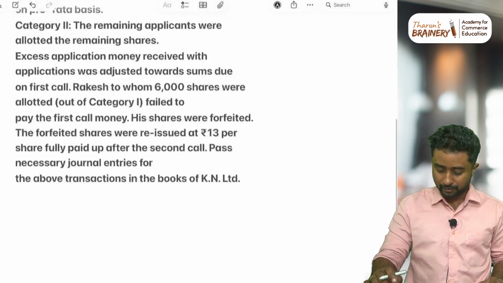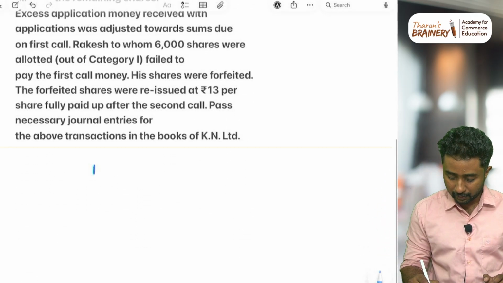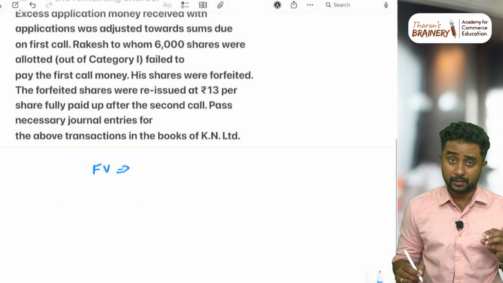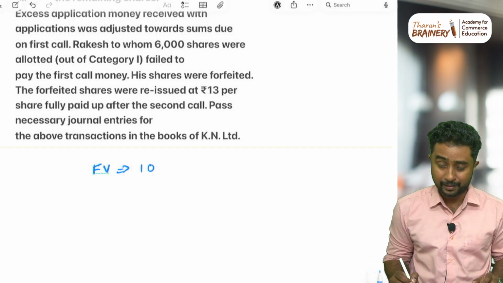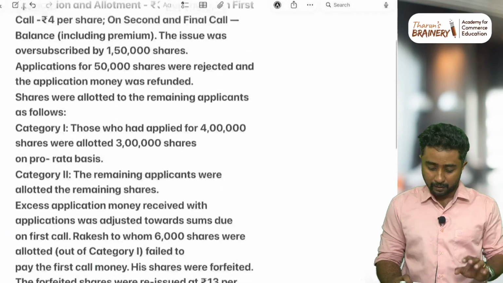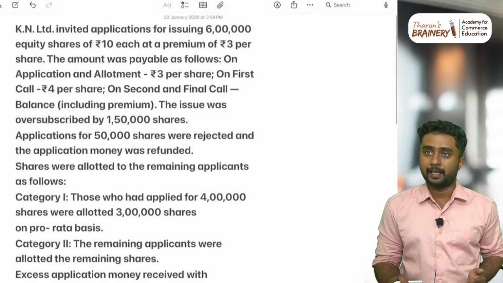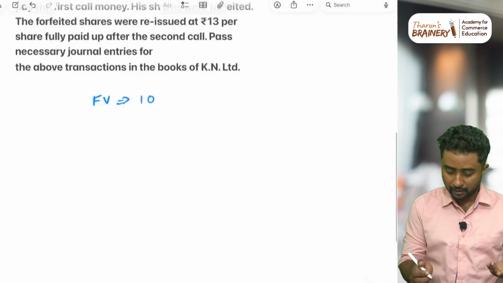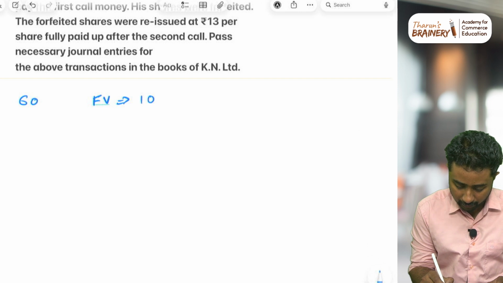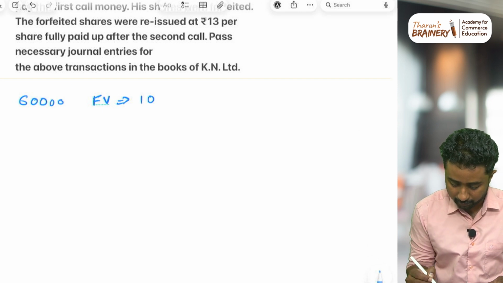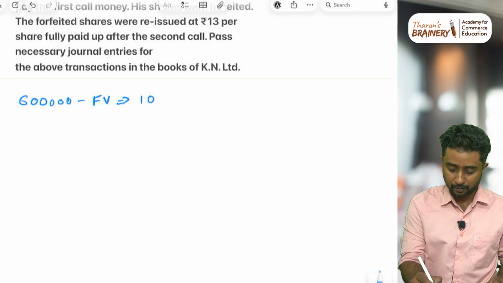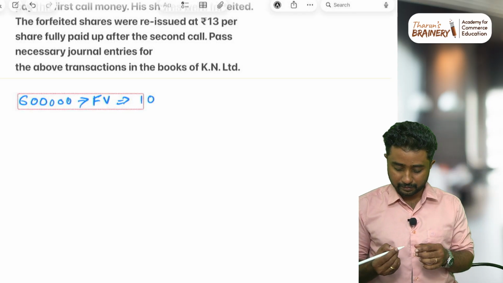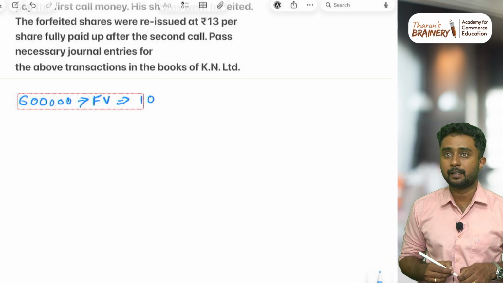So the first thing you have to remember when you get a question like this is to check what the face value of the shares is. The face value of the share is given here as 10. So that is the first thing we extracted, the face value of the shares, and you can also check how many shares there are. How many shares are there? 6 lakh.